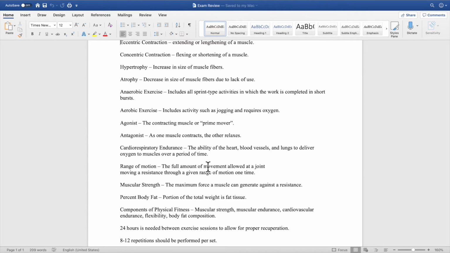Cardiorespiratory endurance is the ability of the heart, blood vessels, and lungs to deliver oxygen to muscles over a period of time.